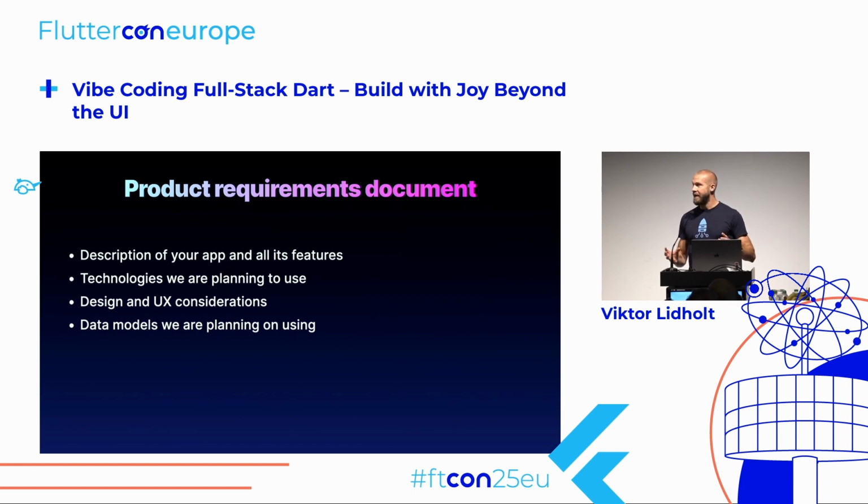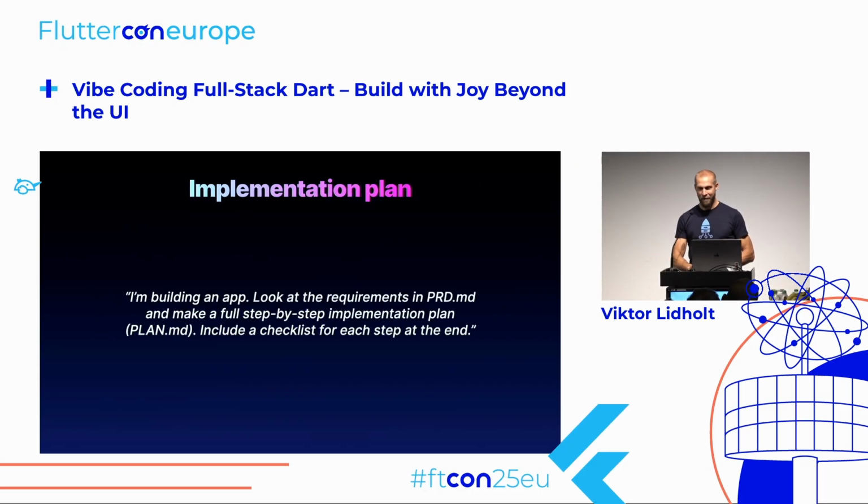Next, we can use this PRD to construct a plan for how we're going to build our app. And we can do this, obviously, with the agent again. So we can say something like, I'm building an app, look at the requirements in the PRD.md, and make a full step-by-step implementation plan, plan.md. Include a checklist for each step at the end. And having that checklist is pretty good, because that allows the agent to know how much of the plan is already implemented, and you can check off each step that we build.